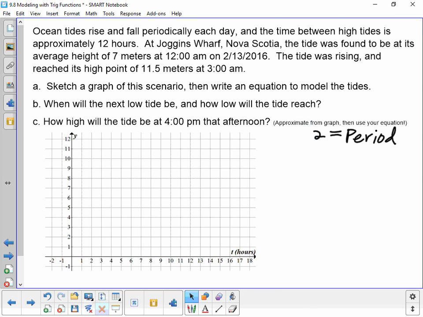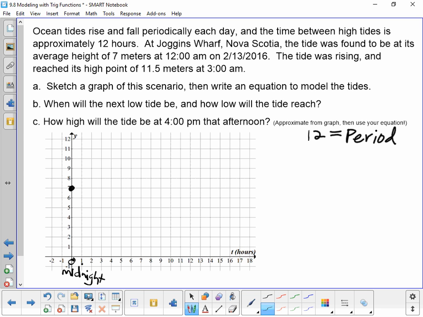Okay. The next part says, at Joggins Wharf in Nova Scotia, the tide was found to be at its average height of 7 meters at midnight. So let's call time 0 midnight on that day. And then after that, the numbers will just be like 1 a.m., 2 a.m., 3 a.m., 4 a.m., and so forth. So at midnight, the depth of the water is 7 meters.